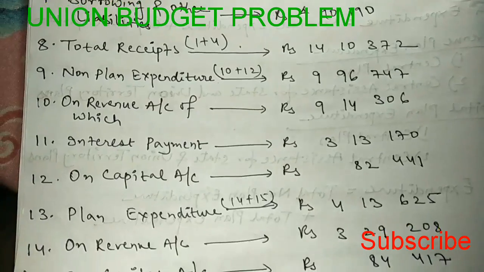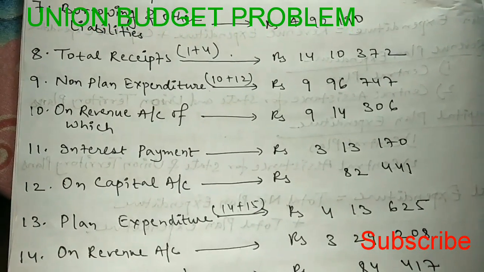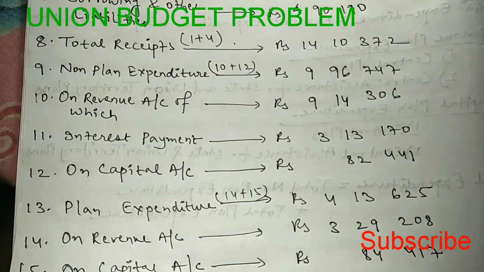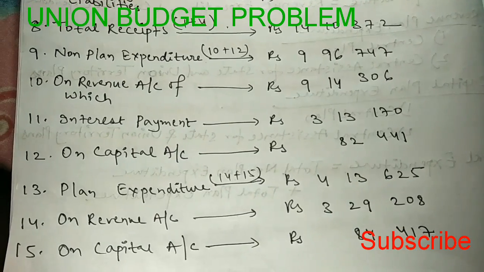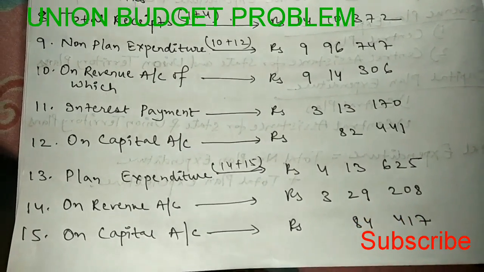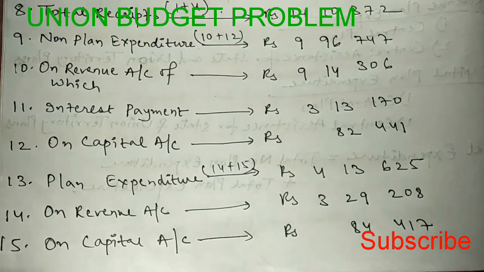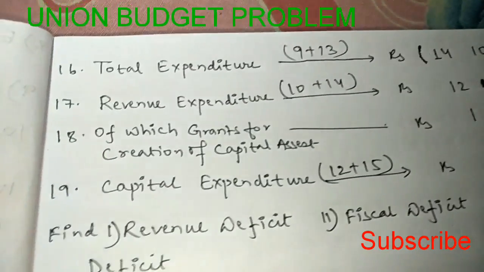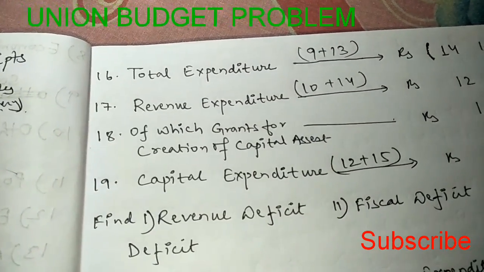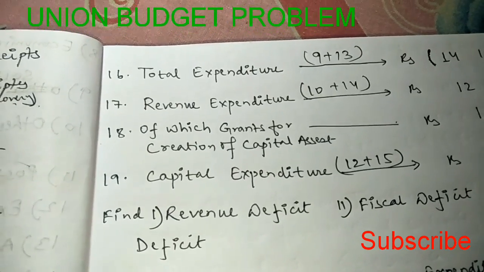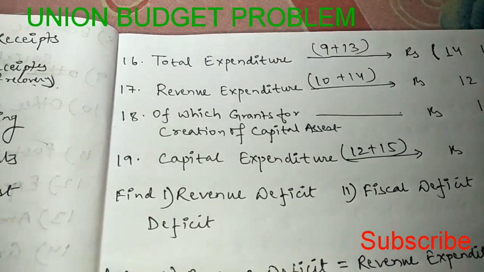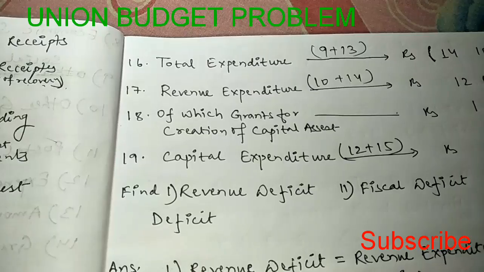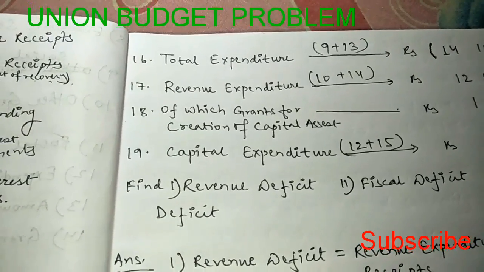You know, I discussed all these things in the previous union budget videos. You have to see those videos. And plan expenditure 4,13,625. On revenue account 3,29,208. On capital account 84,417. Total expenditure: you know the expenditure has two parts, plan and non-plan, and each has a revenue account and a capital account, both given here.